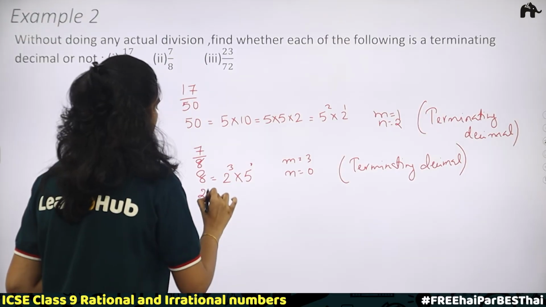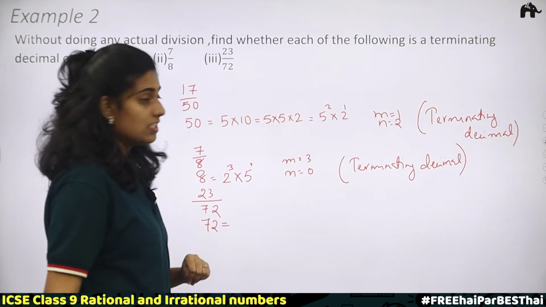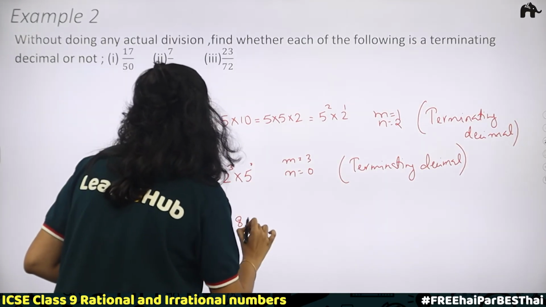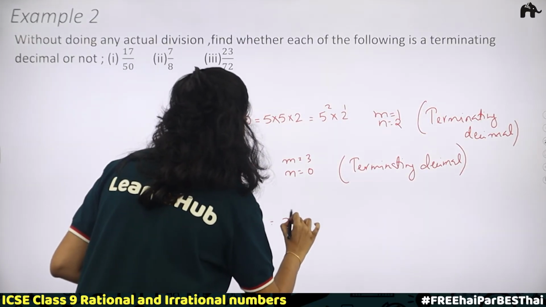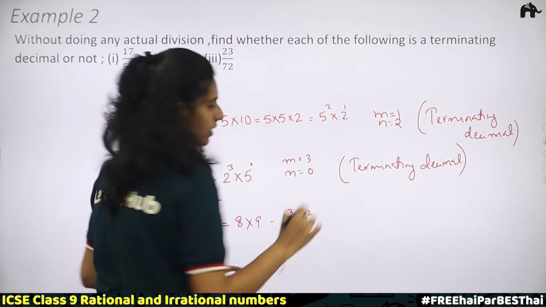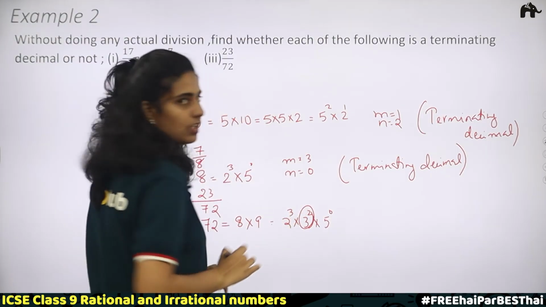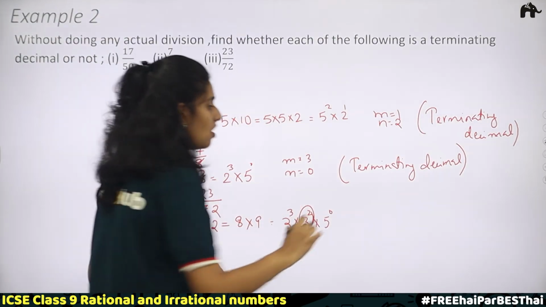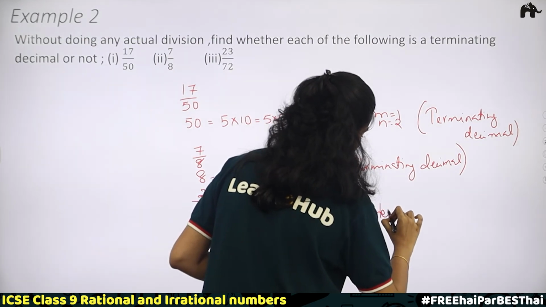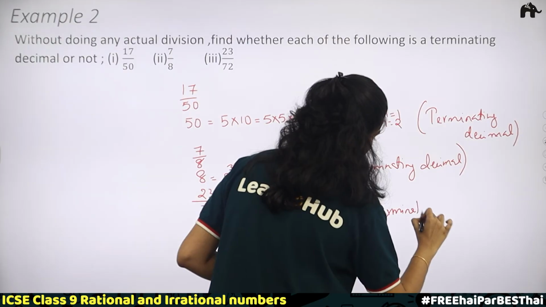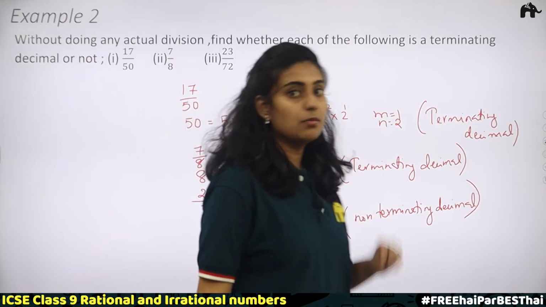Next, 23 divided by 72. How can you write 72? 72 is equal to 8 into 9. 8 is 2 cube and 9 is 3 square. If you take 5, you can put 5 raised to 0. But this 3 square we don't need. Since there is 3 square, this is not a terminating decimal. It is a non-terminating decimal. Understood how to find if it is a terminating decimal or not?